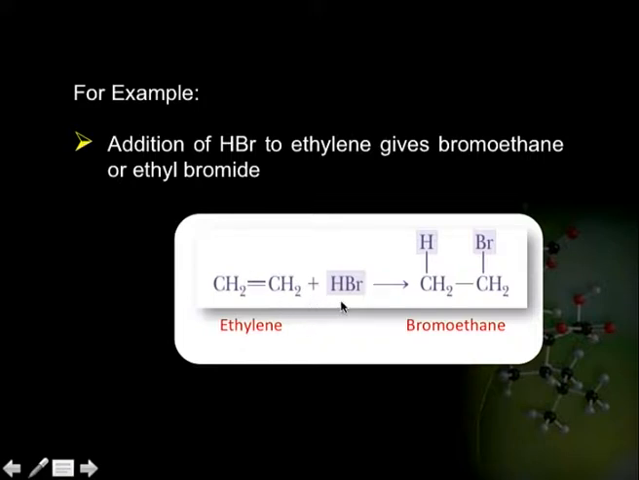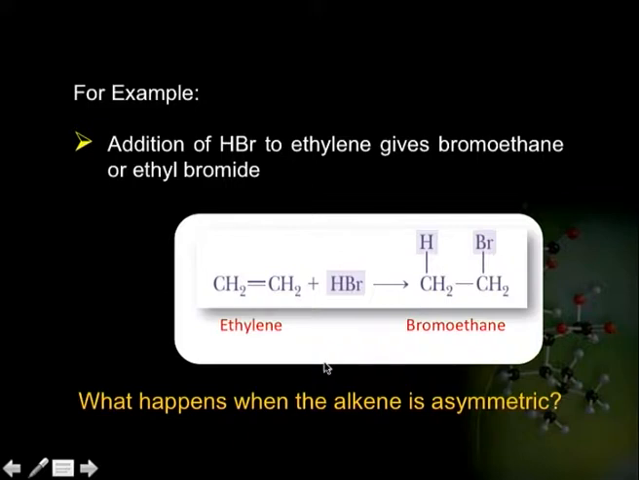Ethylene reacts with hydrogen bromide to give bromoethane, and as you have seen here, this double bond of course becomes a single bond, and there are two sigma bonds in place of a pi bond which get formed during this reaction. But what happens when the alkene is asymmetric? What we mean by this is, ethylene is a symmetric molecule, which means that we have two hydrogen atoms here, two hydrogen atoms on the other side, and both the hydrogen atoms are similar.